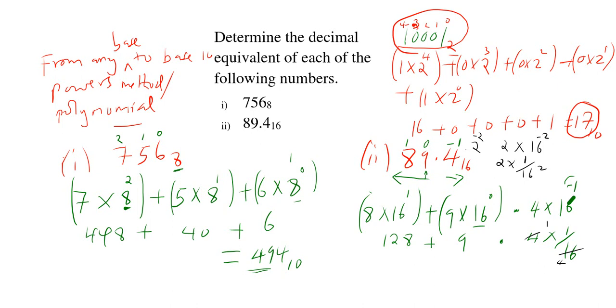So we add 128 plus 9, we get 137, and 137 point, a quarter in decimal is 0.25. So we add 0.25 and we get 137.25, and this is base 10. So you have to look at more questions, more so the ones having decimal points, so that you are able to get the concept well.